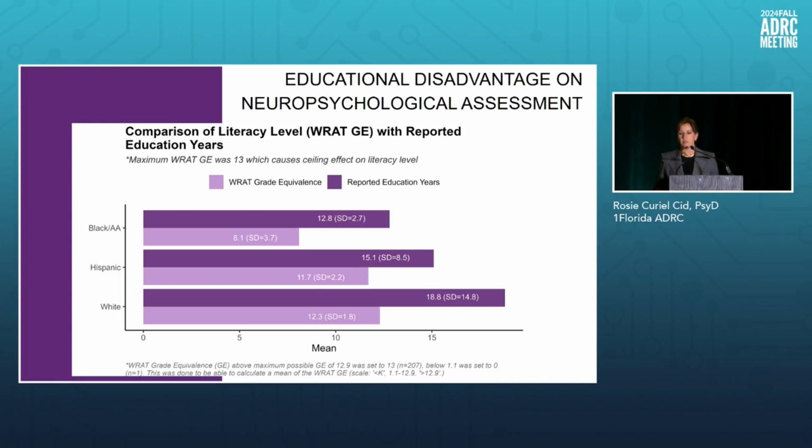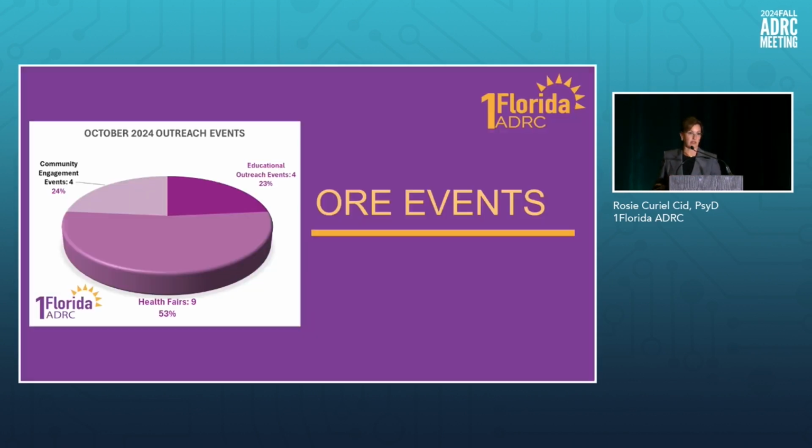We bumped into educational disadvantage on neuropsychological assessment. So as you can see, our Black and African American individuals, even though they reported 12.8 years of education on average, really had about an 8th grade reading level. And so in order to address this, number one, we measured literacy on everyone, but we don't use it as a criterion for inclusion, because the last thing we want to do is set another barrier for participation. Instead, we developed video-assisted consenting. We implemented the teach-back method to make sure that people understood what they were consenting into. And we also, of course, co-vary for literacy in a lot of our analyses.